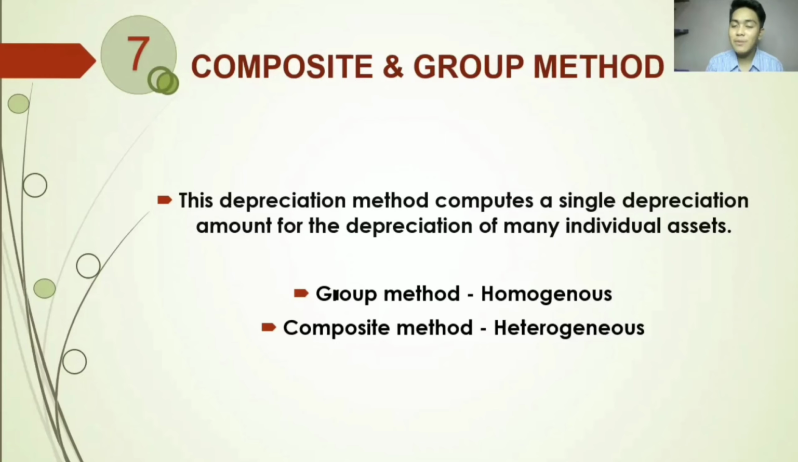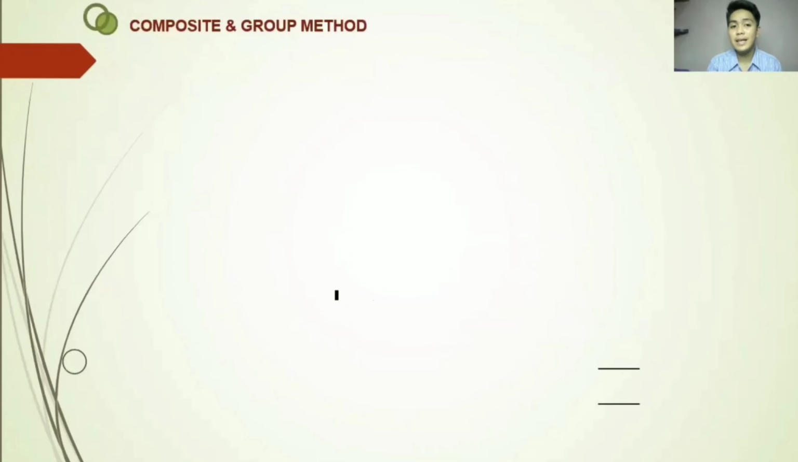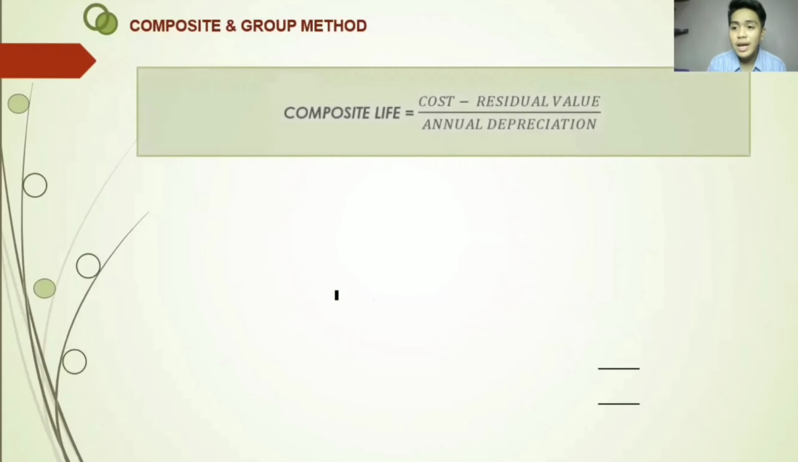Okay, meron tayong dalawang kinaklasify muna bago natin compute yung depreciation. Una, yung composite life. Si composite life, this is the average useful life of the whole group. Ibig sabihin, para malaman natin kung gaano katagal magagamit yung mga PPEs sa grupo na yon. Okay, paano ba natin computein si composite life? Cost minus residual value divided by the annual depreciation.